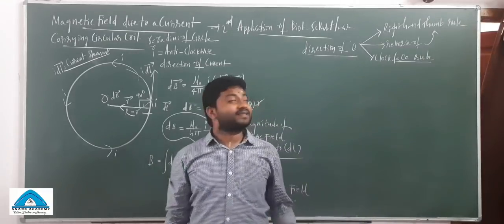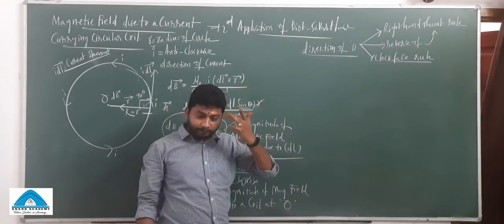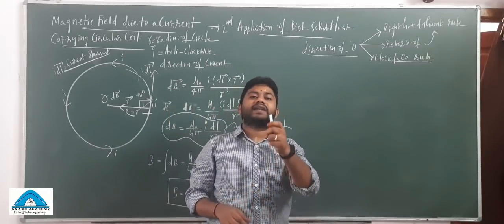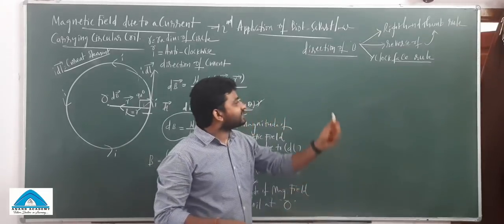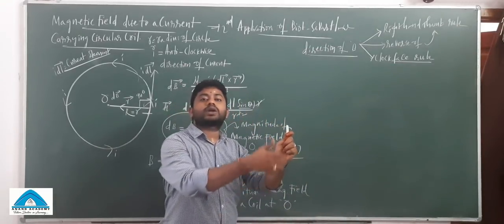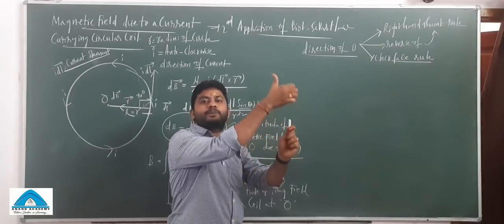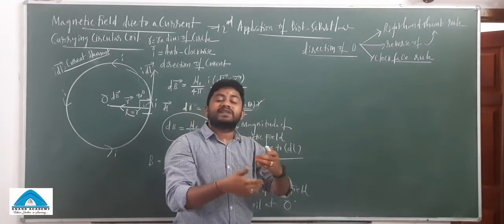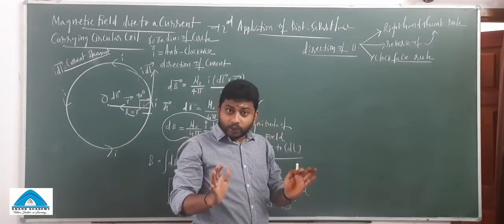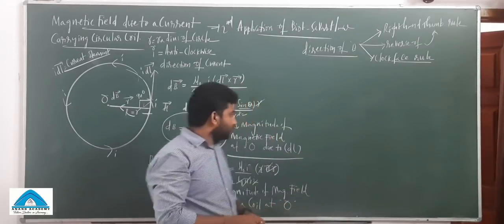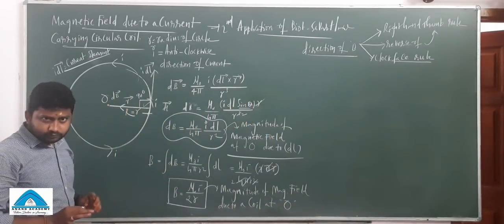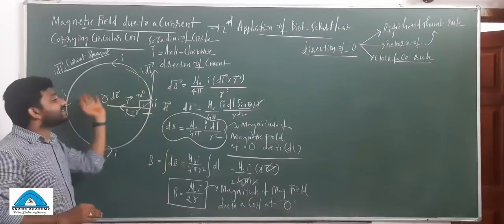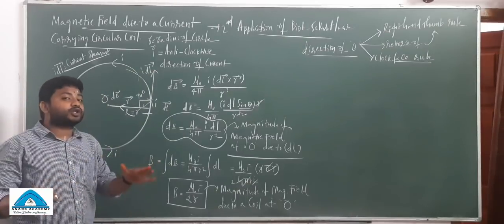Number 1, what is the right hand thumb rule? I have told you already. Imagine a straight current carrying conductor is here. If you hold this conductor with your right hand such that the thumb points in the direction of current, the curl of the fingers around it gives you the direction of the magnetic field lines. Here also let's understand the same thing. This is a circular coil, but to use the right hand thumb rule you need a straight current carrying wire, and this is a circular coil, right? So no confusion at all.